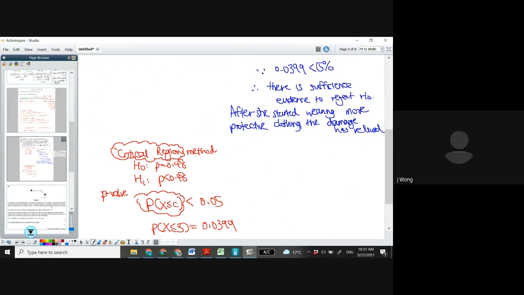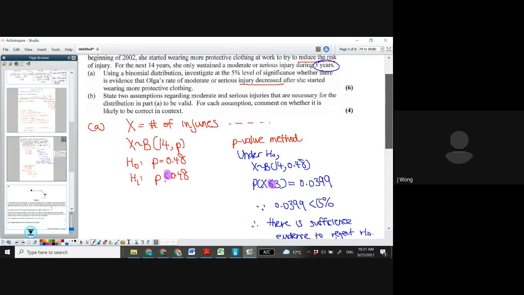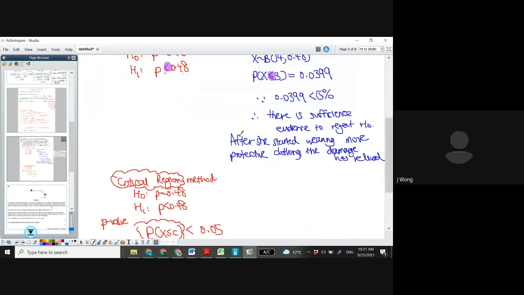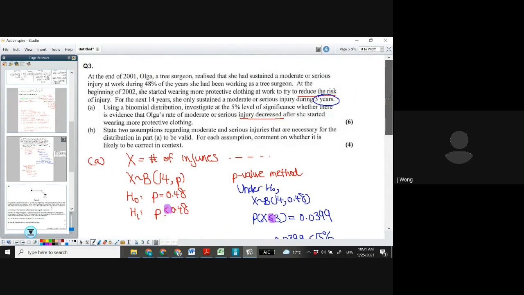Pretty much you just copy the conclusion, the test that they want you to run, which is to test whether there is evidence of a decrease in the serious injuries. So you just rewrite it. In this case, there is. And if you do not reject H naught, then you just say there's no reduction in serious injuries. That will be it. Okay, so that's part A.